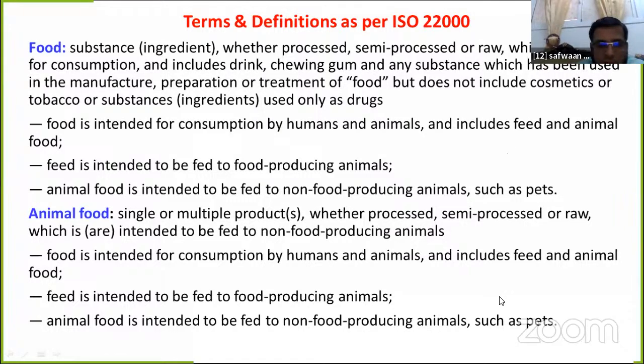And the definition for animal food: single or multiple products, whether processed, semi-processed or raw, which are intended to be fed to non-food producing animals, come under the category of animal food. Also, the food is intended for consumption by humans and animals and includes feed and animal food. So these are some terms as per ISO 22000.